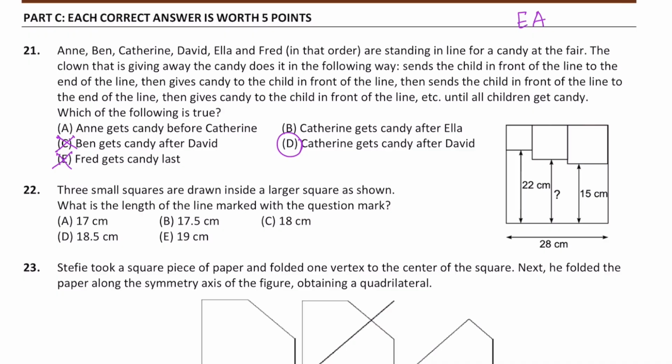So Catherine gets candy after Ella? No, Ella is still standing in line. Anne gets candy before Catherine? No, Anne is still standing in the line, right? So it's option D. Okay.